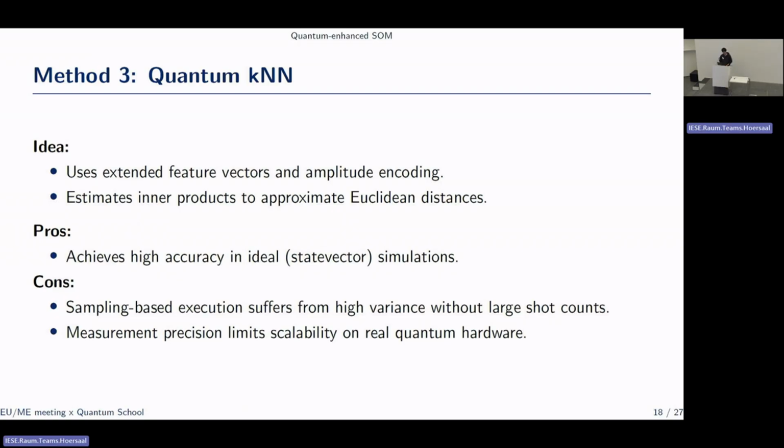Another BMU search strategy is based on quantum KNN. We use the extended vectors and amplitude encoding. We want to estimate the inner products to estimate the Euclidean distance. This method can achieve high accuracy in ideal simulation, but for sampling-based execution, it will suffer from high variance without a large shot count.